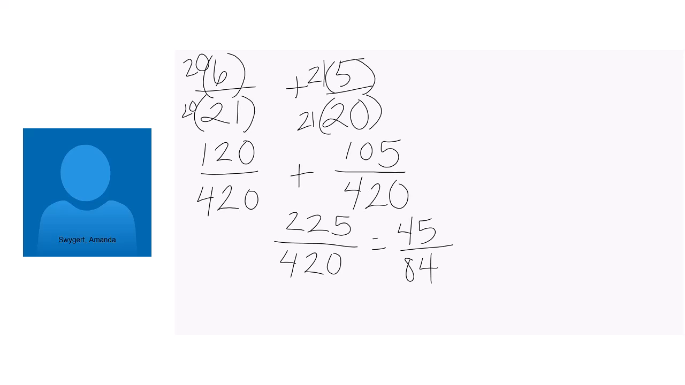Now I'm going to see if I can go down any further. They're not both even, so I can't divide by 2. 45 can divide by 5, but I don't think the 84 can because it doesn't end in a 0 or a 5. So maybe you want to try something like 3. All right, so I'm going to try 45 divided by 3. That works. 84 divided by 3. That also works. Okay, so I'm dividing each one by 3. So I get 15 over 28.